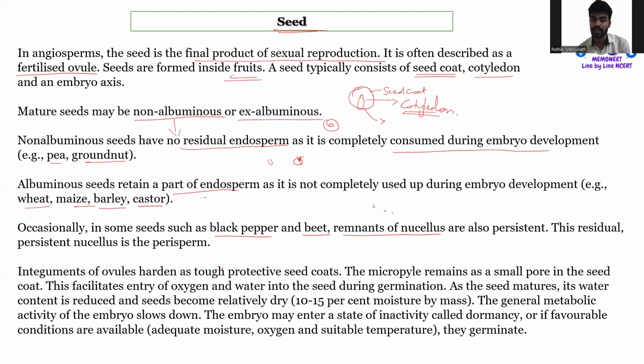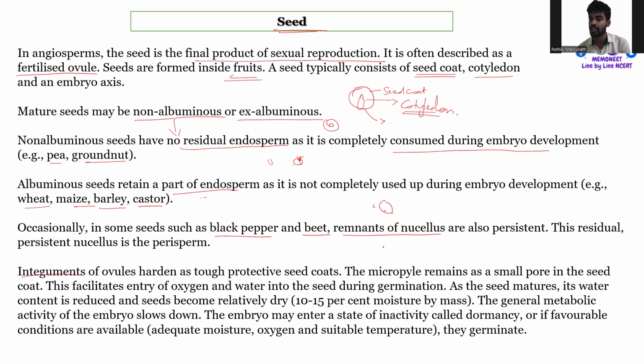Then you'll also find the integuments of the ovules hardened as a tough protective seed coat. That means on the outer part, you'll also find some of the integuments. These integuments are very hardened and tough, and they act as a protective seed coat.